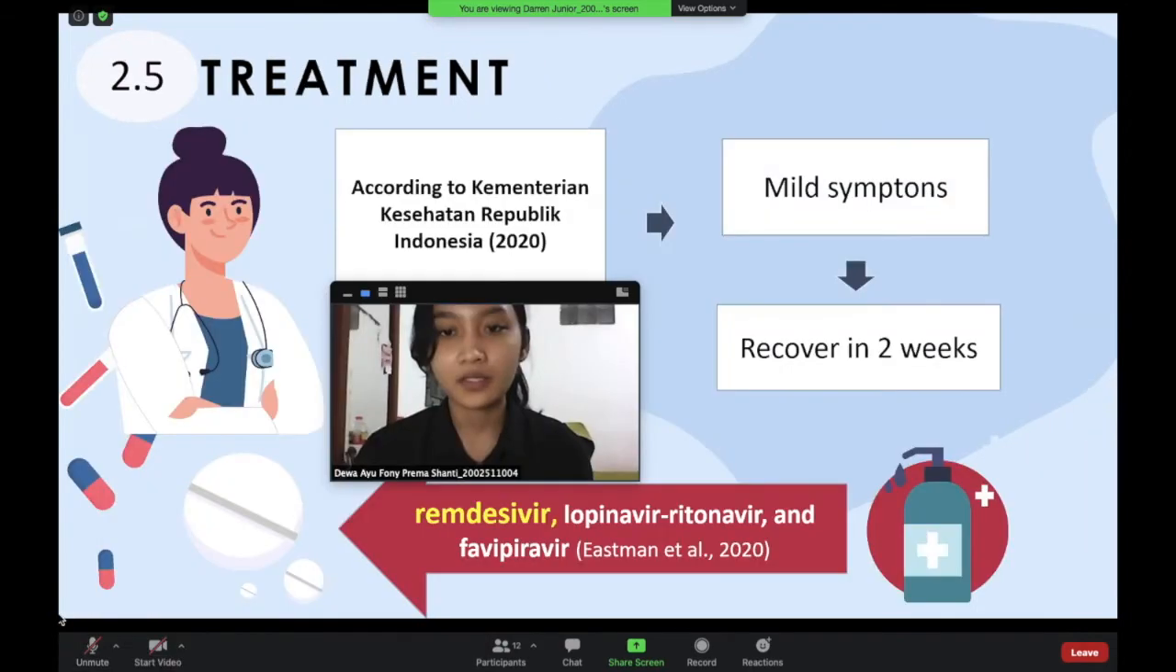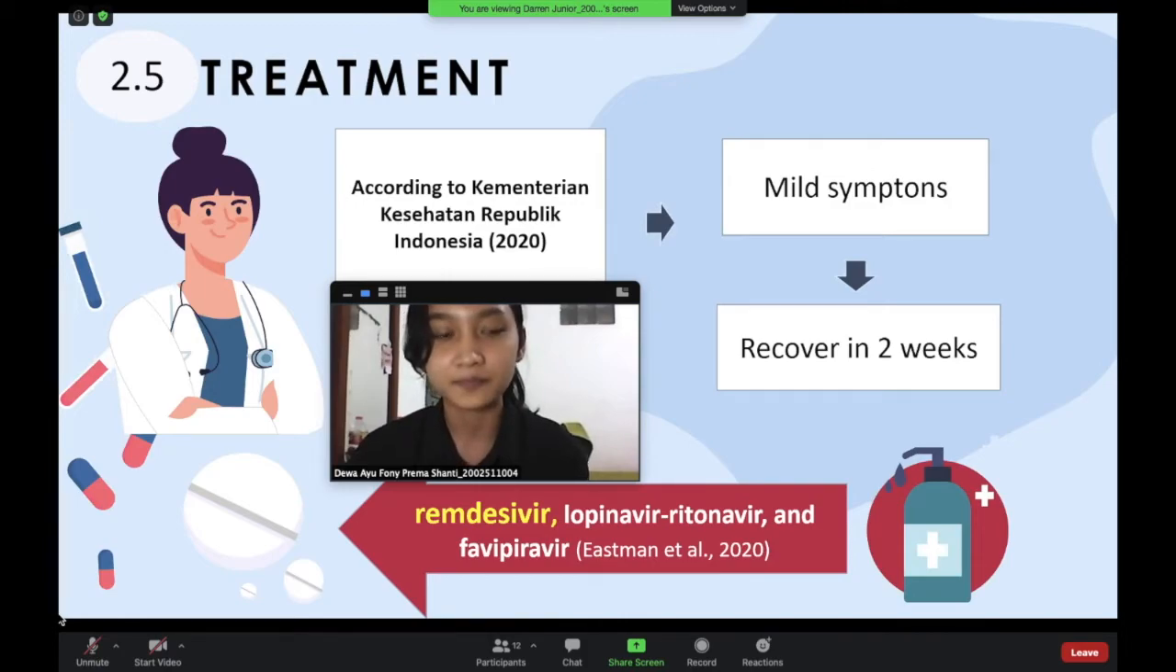Next. According to Kementerian Kesehatan Republik Indonesia 2020, cases of COVID-19 with mild symptoms can be cured in less than 2 weeks. Research to find effective treatment methods in overcoming COVID-19 is still ongoing. Some of the drugs being studied to treat COVID-19 are remdesivir, lopinavir, ritonavir, and favipiravir. Of these drugs, remdesivir was the most effective in treating COVID-19 in some patients.